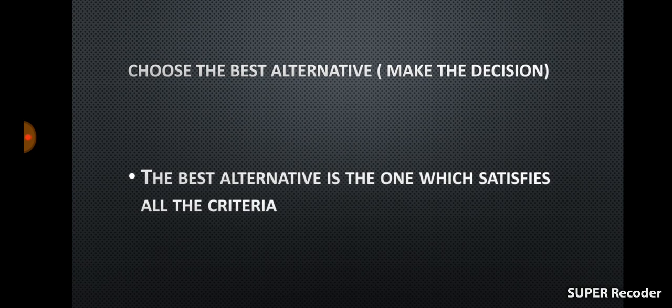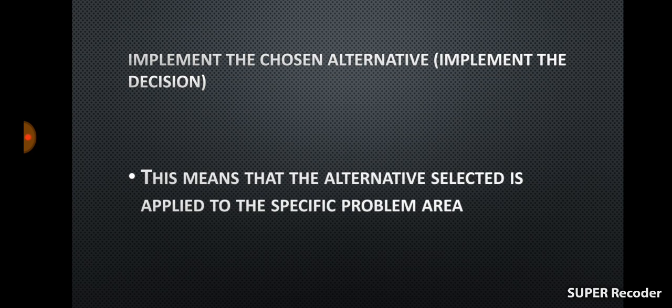The next step is to choose the best alternative or make the decision. The best alternative is the one which satisfies all the criteria. So, after evaluating all the alternatives, we have to select the best alternative from various alternatives. And the next step is to implement the chosen alternative or implement the decision. This means that the alternative selected is applied to the specific problem area.